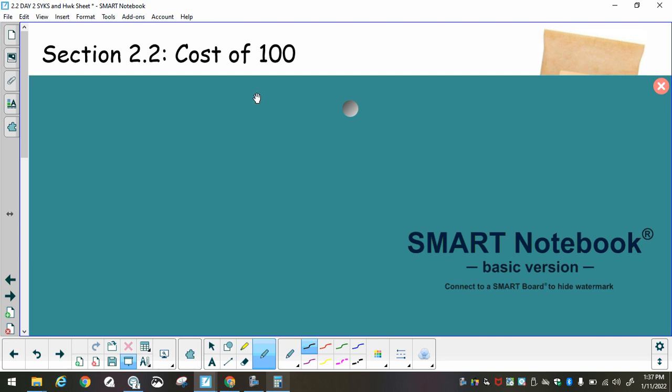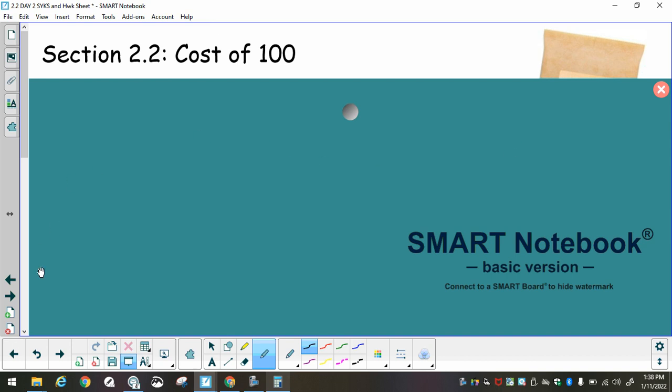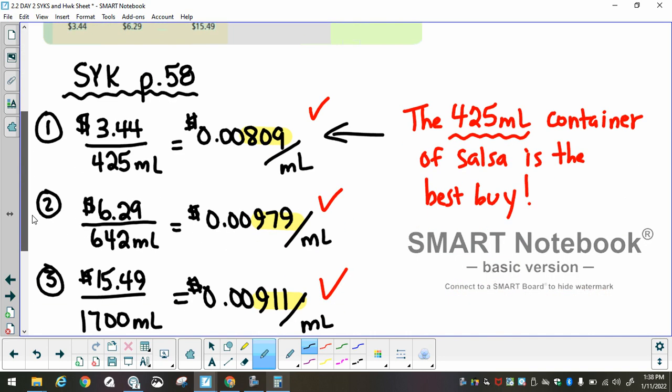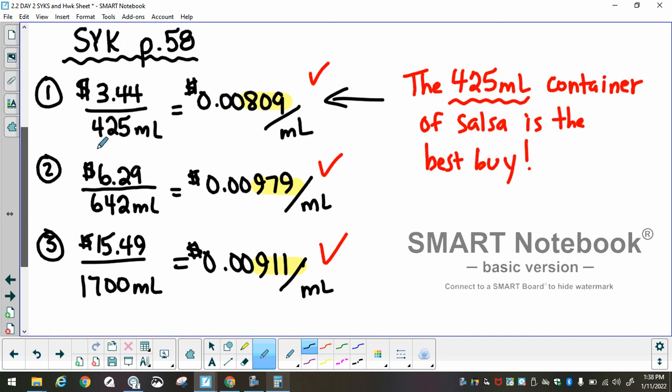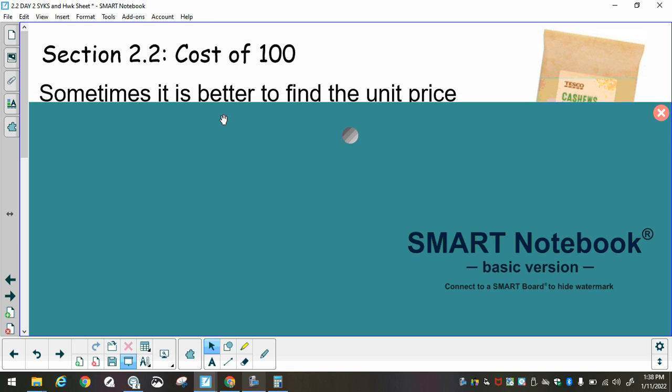Okay, the other part of this section is called cost of 100. Now, as you can see, when we're comparing these containers of salsa, these numbers are not favorable to work with because they're too small. We're not even in the cents, the hundredths place, where we're talking about cents for money. So when that happens, instead of talking about price per 1 milliliter, we like to talk about price per 100 milliliters, and then the numbers are orders of magnitude larger, so it makes better sense.